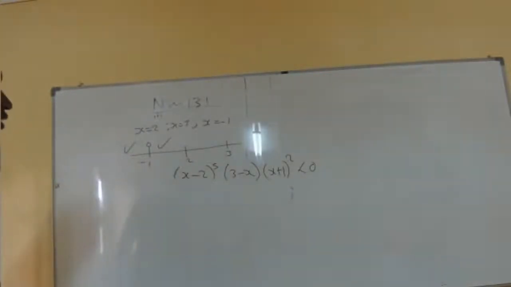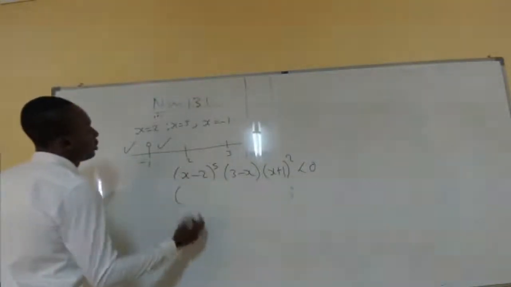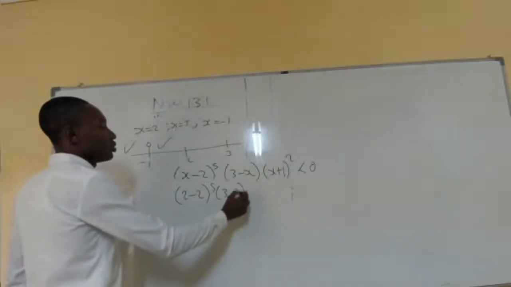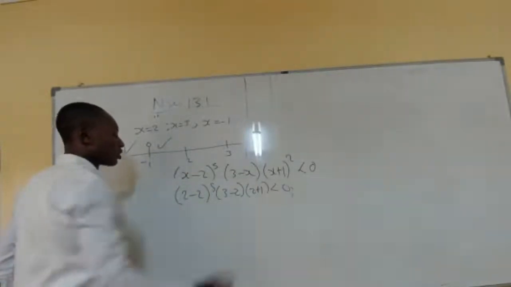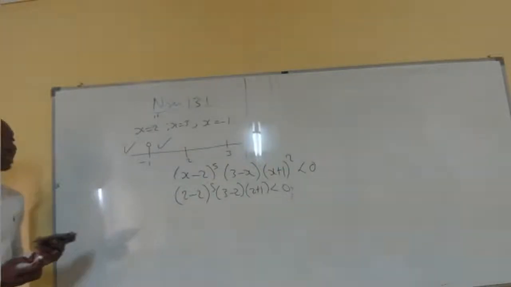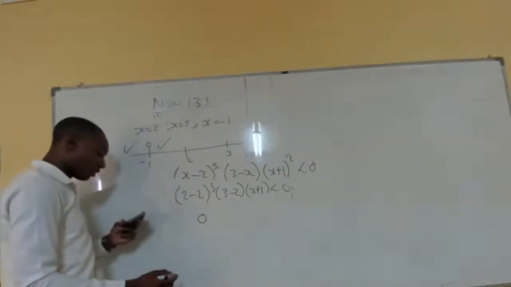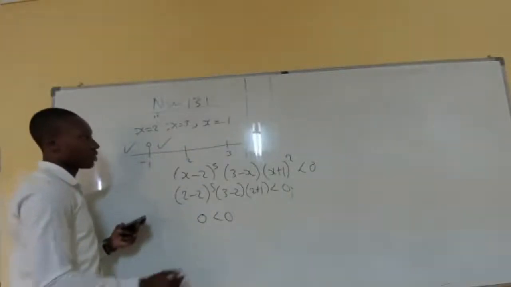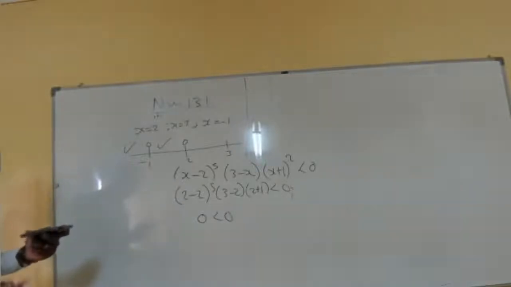Next up, let's pick a value 2 itself. If I pick 2 as a value, what do you notice? What you are going to have is (2 minus 2) to the power 5, (3 minus 2), then (2 plus 1) squared is less than 0. From that we can actually see that this is 0. Whatever we multiply by this would be 0, so is 0 less than 0? No. So meaning that part is not part of the solution.